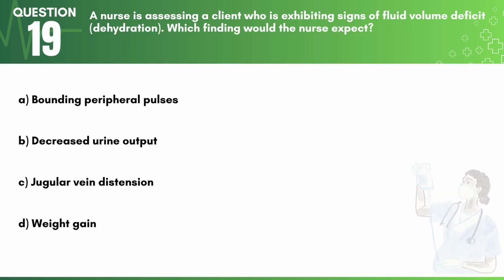Question 19. A nurse is assessing a client who is exhibiting signs of fluid volume deficit, dehydration. Which finding would the nurse expect? A. Bounding peripheral pulses. B. Decreased urine output. C. Jugular vein distension. D. Weight gain.